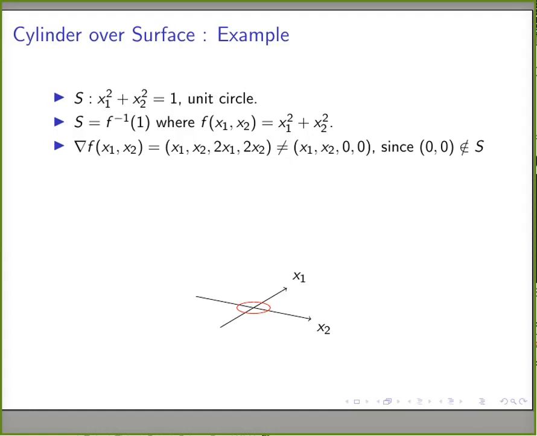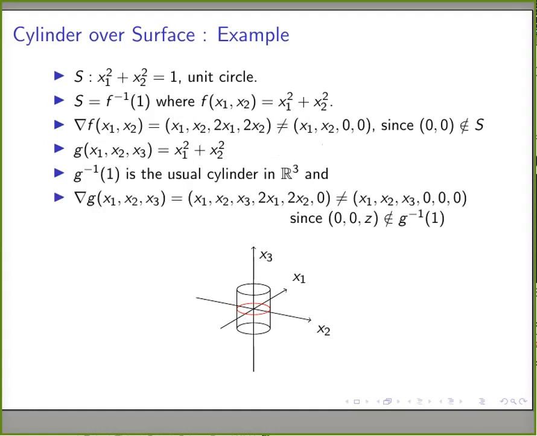Here we have a function f of x1, x2 equal to x1 square plus x2 square. Now we can check whether the regular point condition is satisfied. Gradient of f at x1, x2 is 2x1, 2x2, and x1, x2 are never both 0. The center is not on this circle. Therefore, the gradient is non-zero at all points on this unit circle. Therefore, it is regular. And if you remember the construction, we can define g of x1, x2, x3 equal to f of x1, x2, which is equal to x1 square plus x2 square.